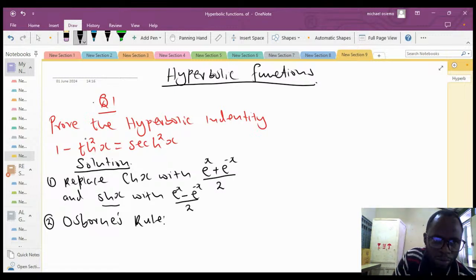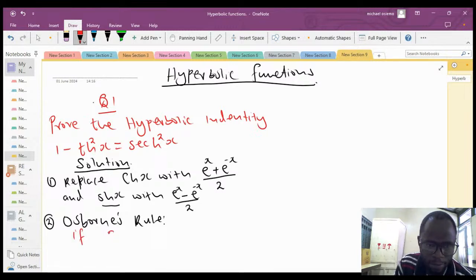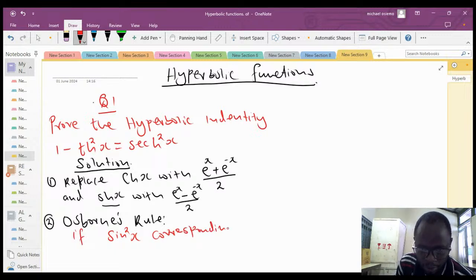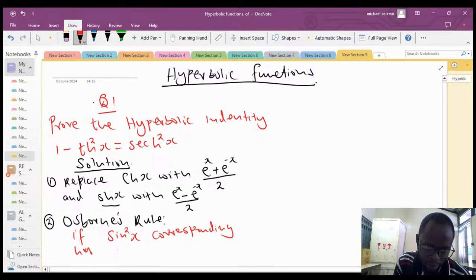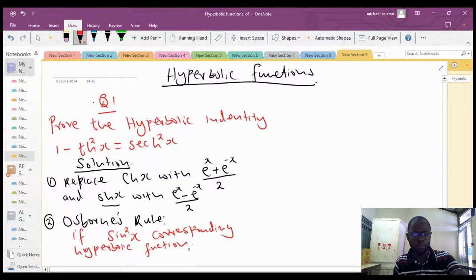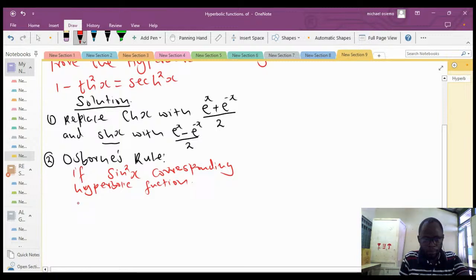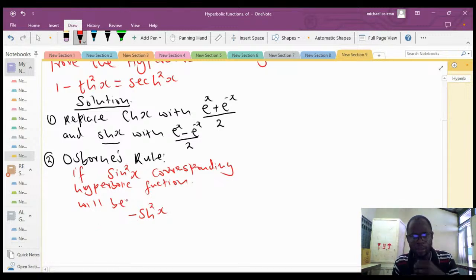For example, what we mean by that is, if you have something like sine squared of x, a corresponding hyperbolic function will be negative sinh squared of x. So that's what we mean by direct or indirect.